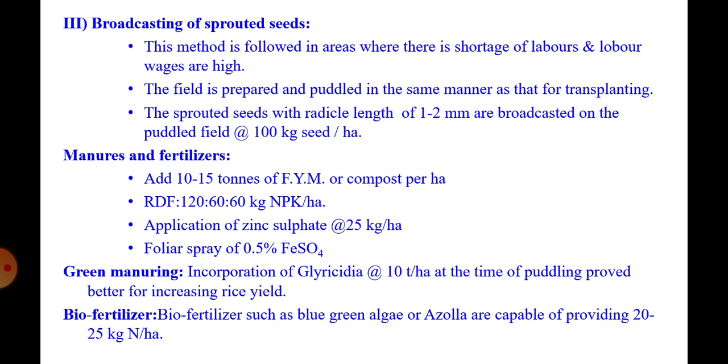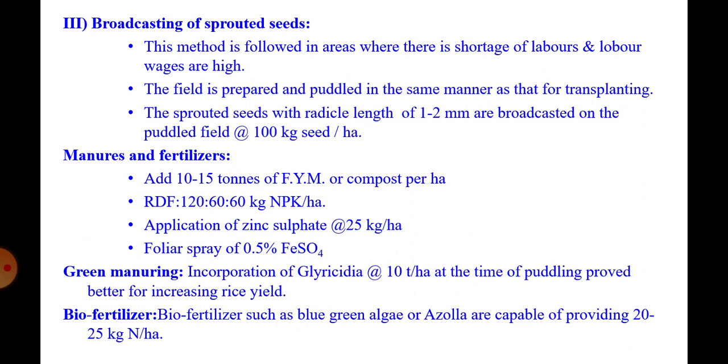Third method, broadcasting of sprouted seeds. This method is followed in areas where there is a shortage of laborers and labor wages are high. The field is prepared and puddled in the same manner as that for transplanting. The seeds are soaked in water and kept at room temperature for 24 hours.